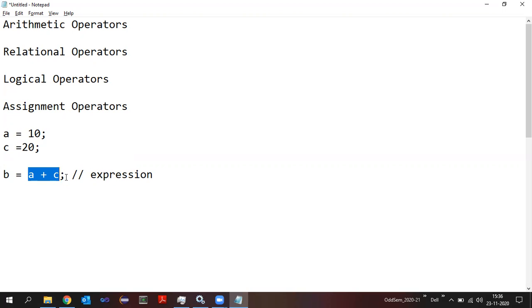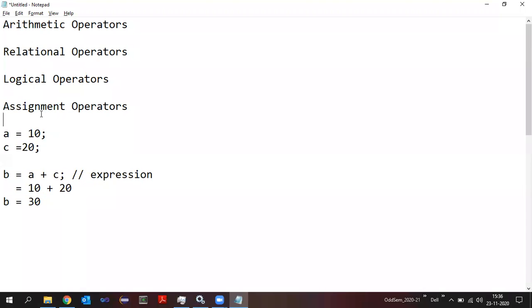Now a plus c first has to be evaluated. If you look at a plus c, what is this? This is nothing but one arithmetic operation. So 10 plus 20 will be calculated. Then you get a value, right? So b equals 10 plus 20, and we get a value here, 30. So that 30 will be assigned where? It will be assigned to the variable on its left hand side. So the assignment operator is something where we assign the value, or the expression which gets evaluated on the right hand side, to the variable on the left hand side. Okay, that is the assignment operator.